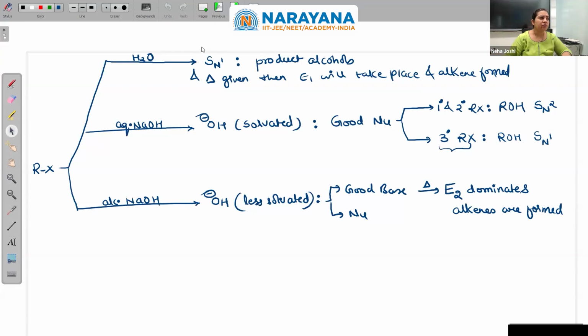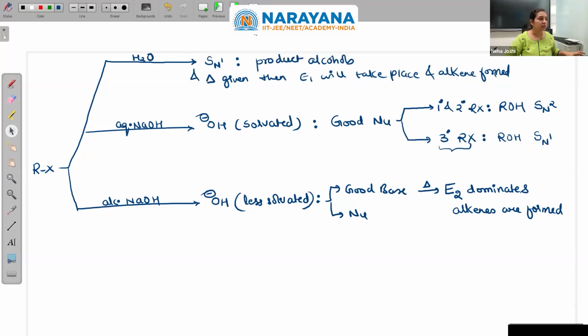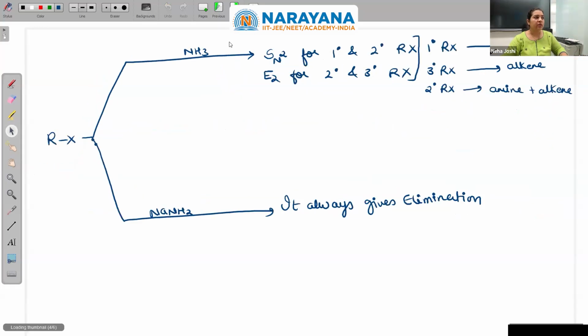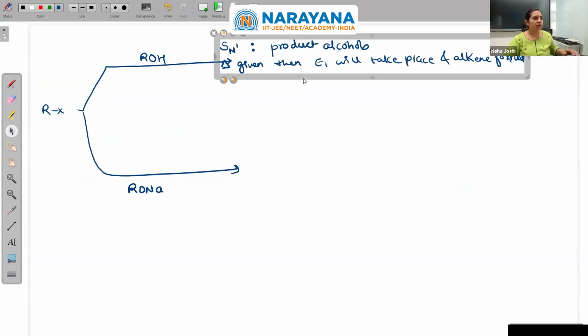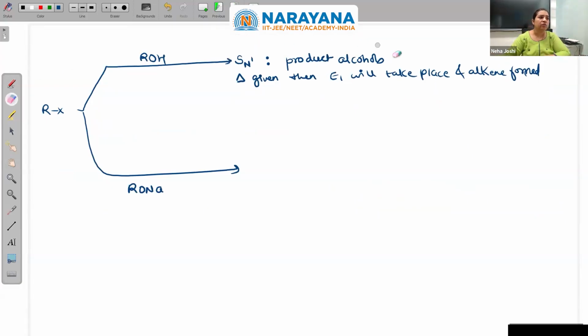That is SN1. When to form SN1, when to form SN2, the same repeat will be observed. SN1 products will be, of course, there will be change. What will the products be? Ethers. Products will be ethers. If heat is given, then it shifts to E1, and alkene will be formed.